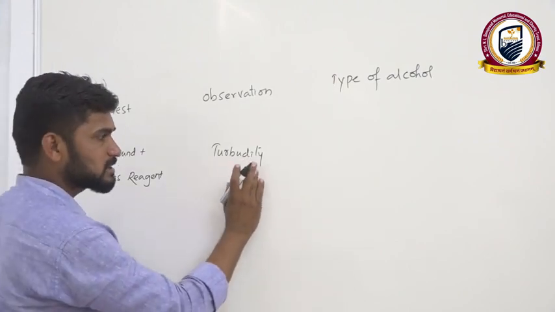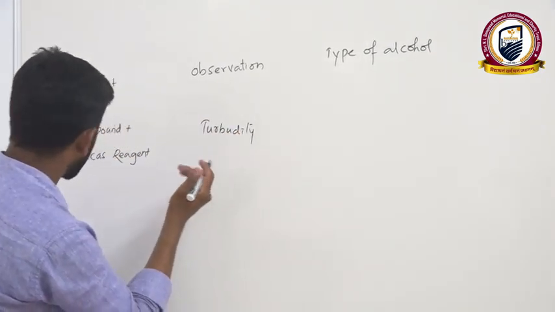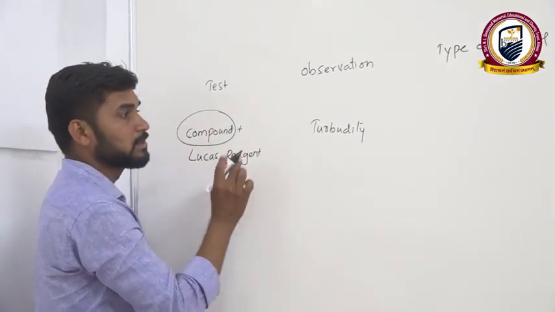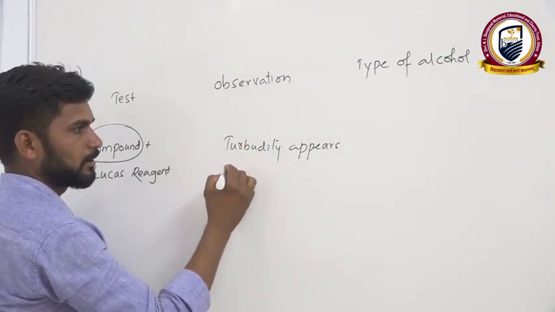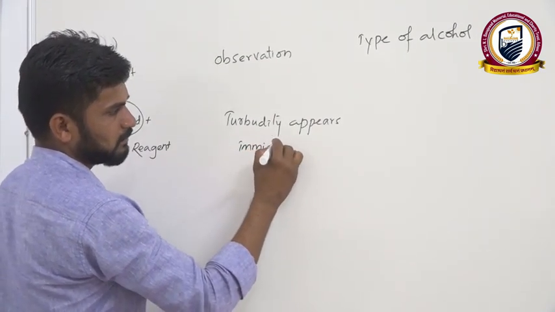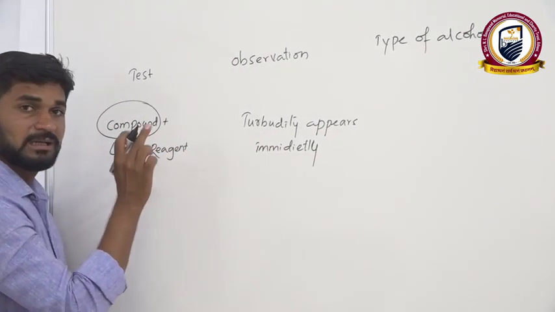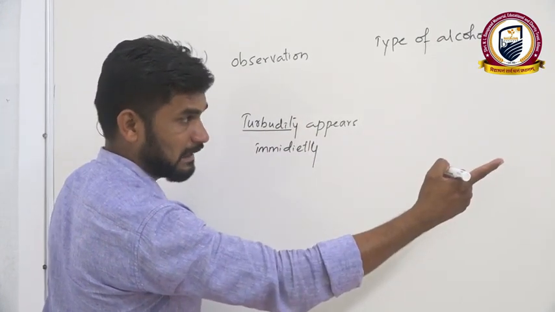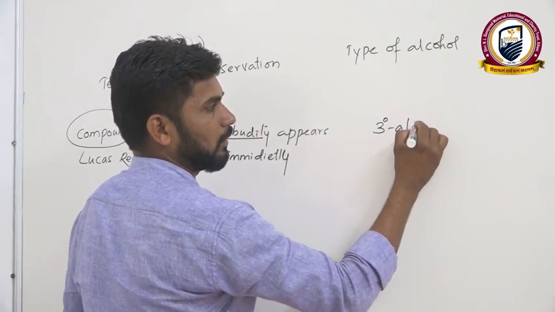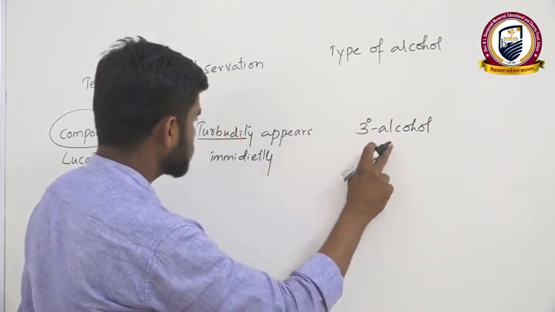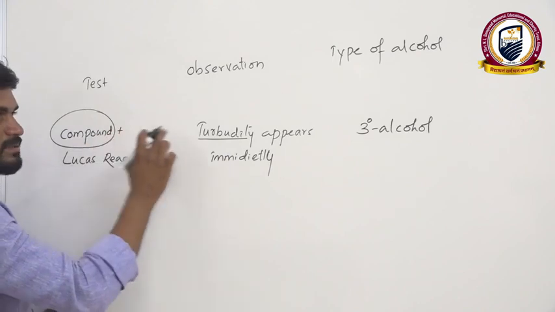Okay. So the formation of this turbidity takes place on the basis of what? Different kinds of alcohols. Right? So if the turbidity appears immediately, that is, when the alcohol is treated with Lucas reagent, there is a formation of what? Turbidity, that is alkyl halide, which appears immediately, and that compound is commonly called what? Tertiary alcohol. So therefore, tertiary alcohols on treatment with Lucas reagent form a turbidity very immediately, and such type of alcohols are called what?